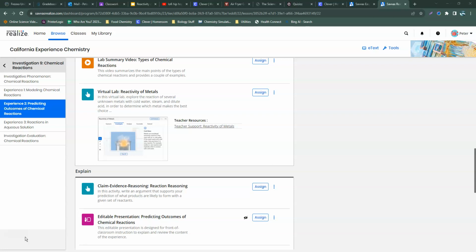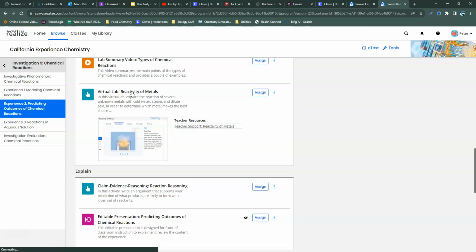Actually, this is a summary of the Reactivity of Metals lab. This is a way for you to confirm that you got the answers you should have, or fill in the answers that you need. That way, everybody has the correct answers and everybody's able to turn in this assignment. So, the virtual lab, Reactivity of Metals, here we go.